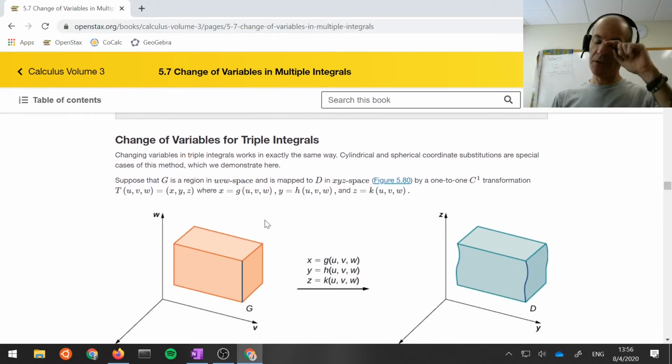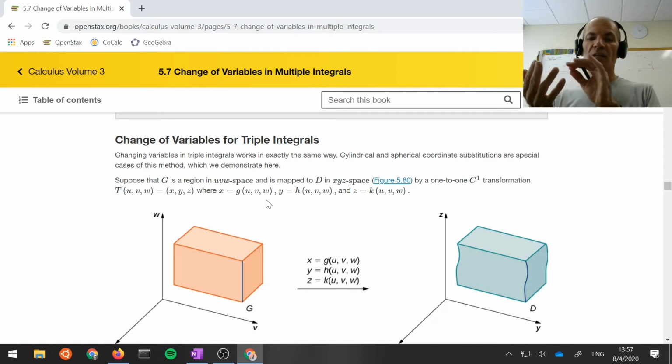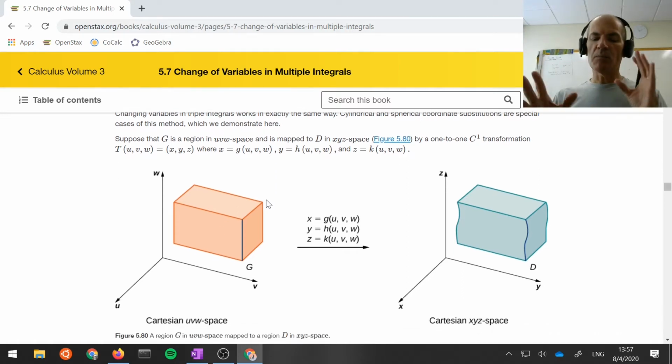I want to jump over to triple integrals briefly before we get into the exercises. In triple integration, we lift this all up by adding another dimension. We have x, y, and z as functions g, h, and k, each of which has independent variables u, v, and w. So before we had x and y in terms of u and v, now we have x, y, and z in terms of u, v, and w. But the ideas are basically the same.